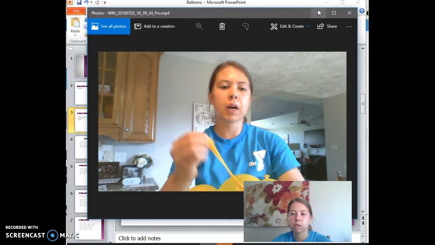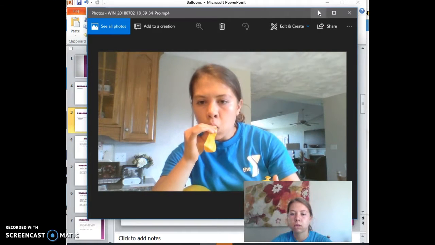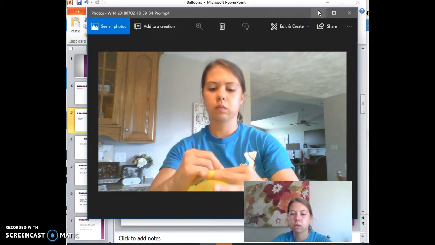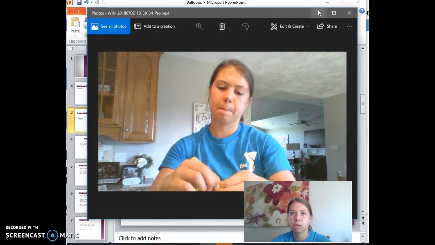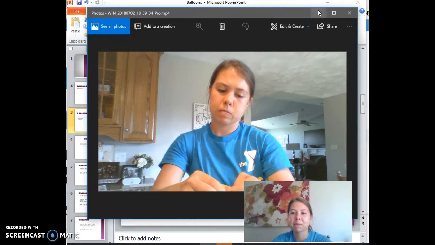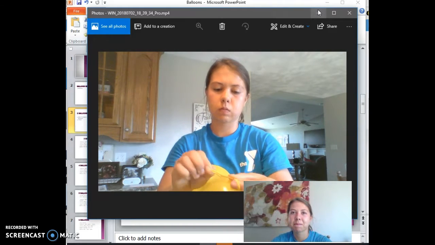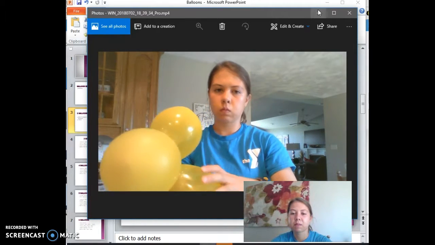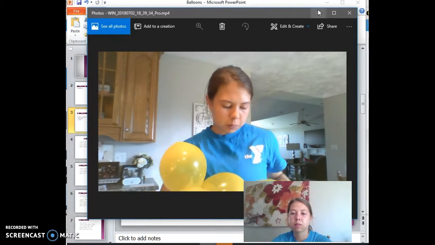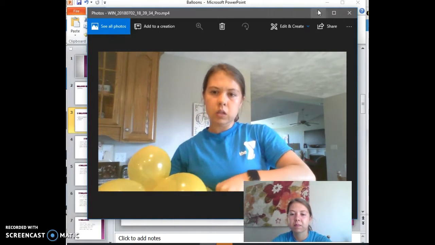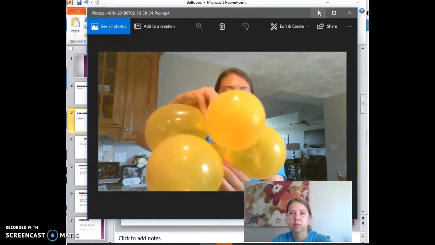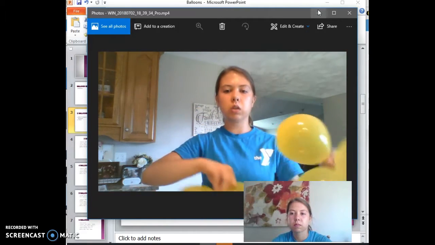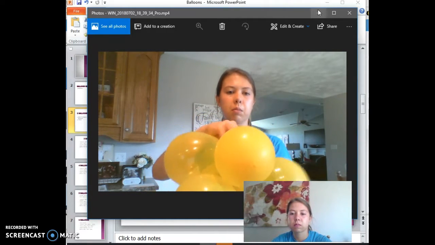And now I will blow up my last balloon, my 6th balloon. And all 6 balloons put together, this forms the octahedral, like this. And all 6 balloons together form the octahedral, also known as the square bipyramid.